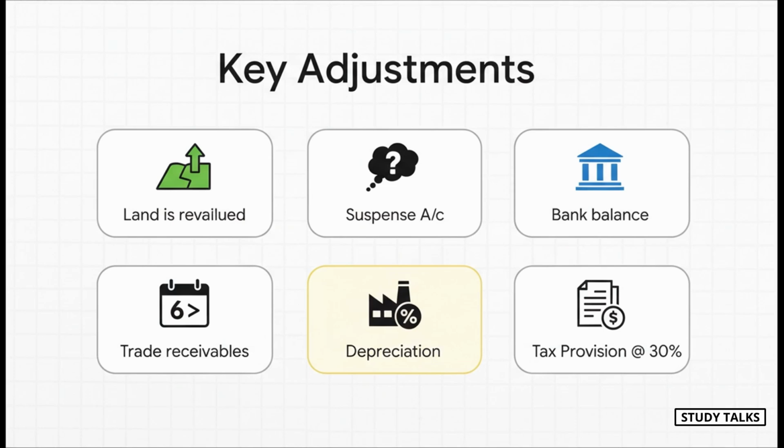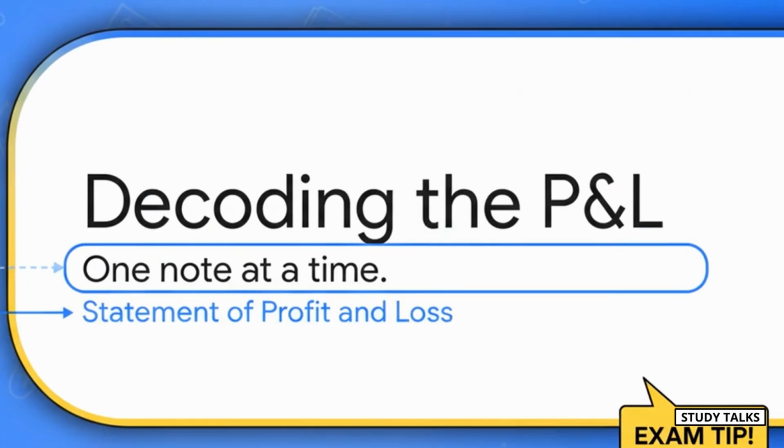We've got a land revaluation, we finally find out what that suspense account is all about, and then there are some very specific disclosure requirements for our bank balance and receivables. To top it off, we've got depreciation and tax. This is prime material for ICAI to test if you're just a number cruncher or if you actually understand the underlying concepts. All right, let's start putting this puzzle together.